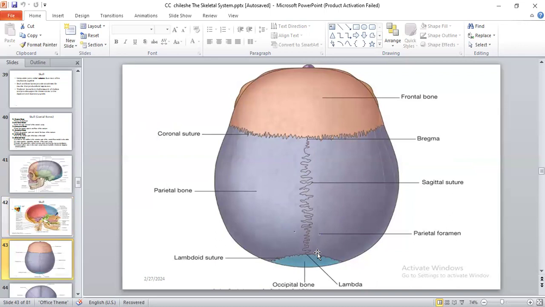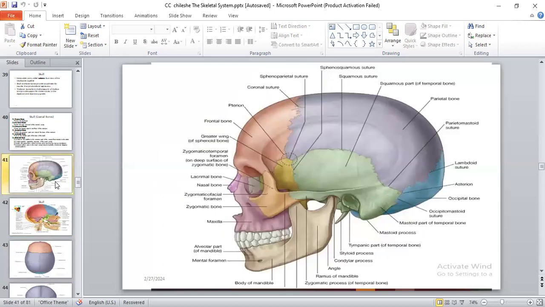the planes, those imaginary planes. And then we have this suture that articulates the occipital bone with the two parietal bones, and that is known as the lambdoid suture.